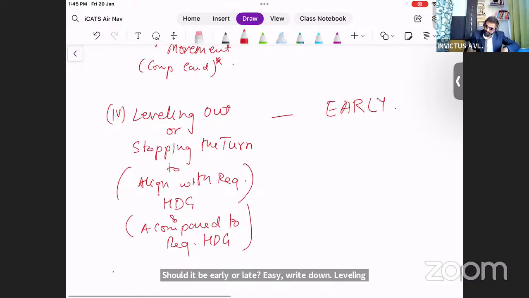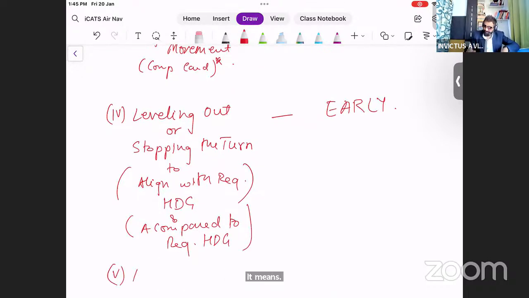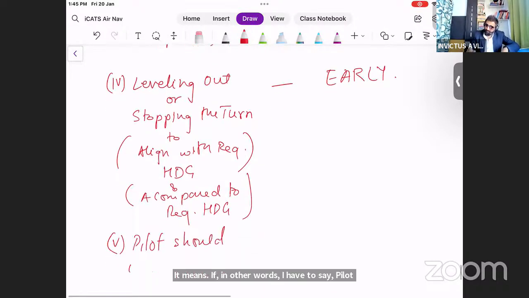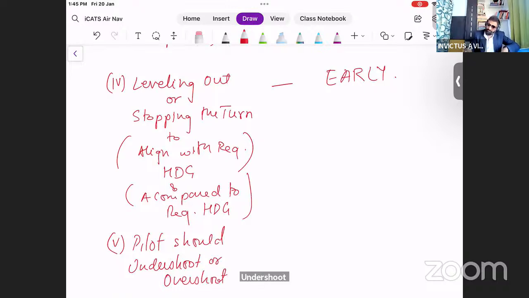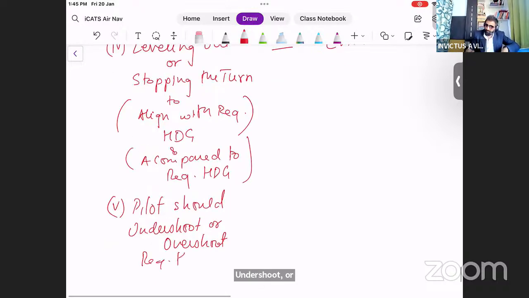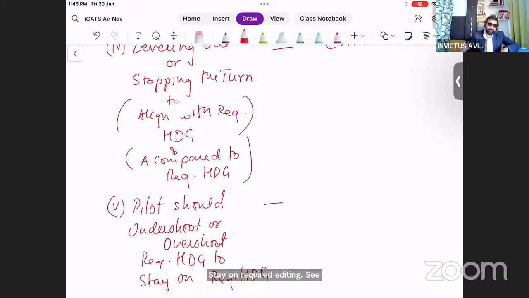It means, in other words, I have to say, pilot should undershoot or overshoot the required heading to stay on required heading. See, trick, huh? Undershoot. It means you level out early.